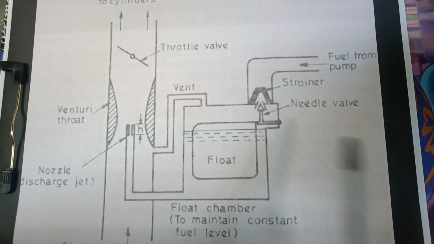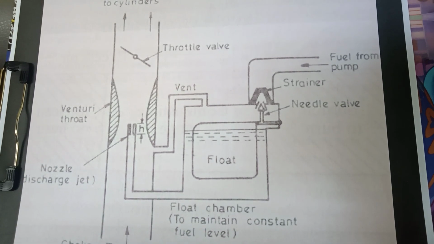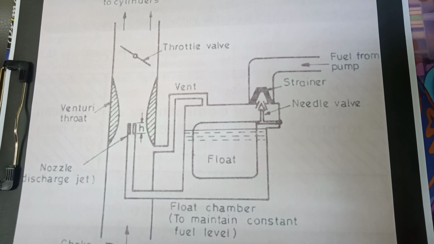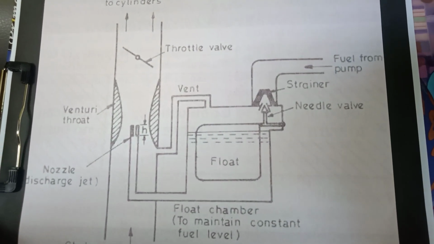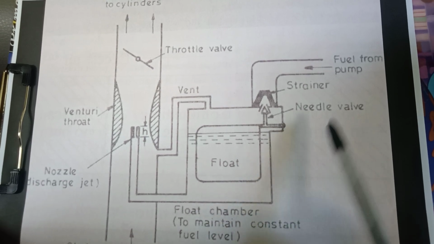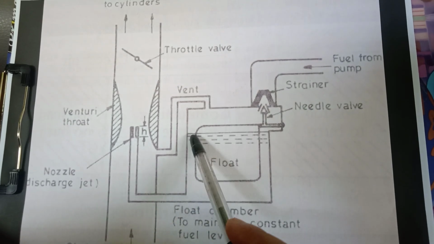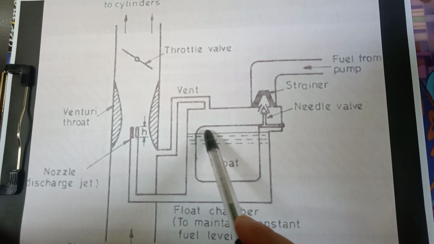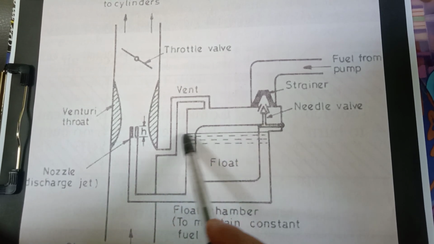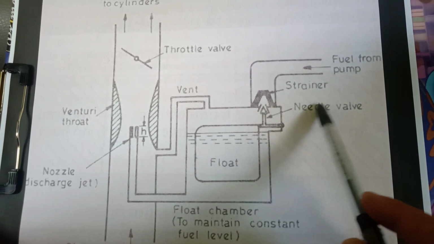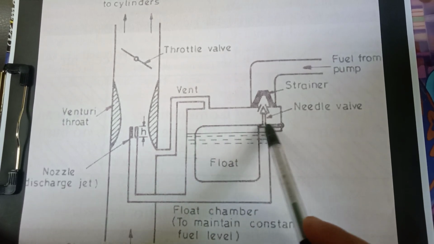Now let us see the working of the simple carburetor, how it works, and which principle it is based upon. In this simple carburetor, when the fuel from the fuel tank goes through the float chamber, it will first fill this float chamber up to a particular height, and this level is maintained by a valve called a needle valve.